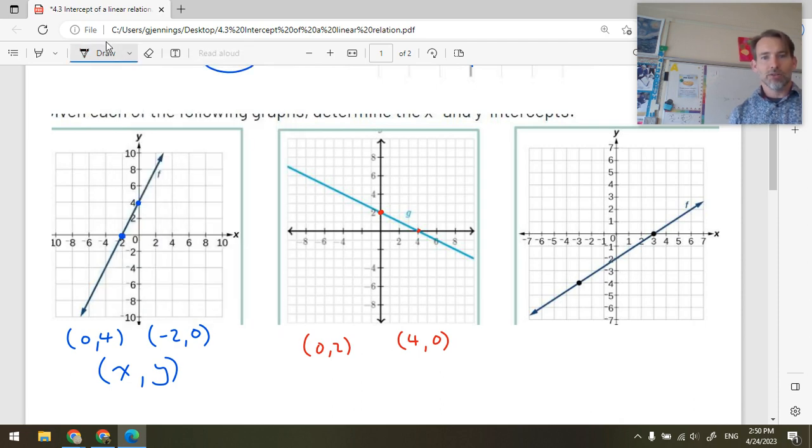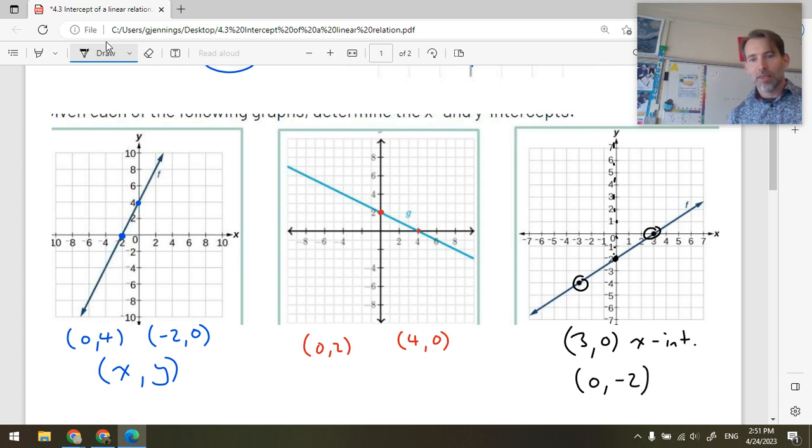And one last set of intercepts. Oh, this one. Here is the point 3 in the x, 0 in the y. So that is the x-intercept. And then over here, this point is a red herring. This point is the y-intercept because that's where it touches the y-axis. So we would call that the point 0 in the x, -2 in the y. That's the y-intercept. So that's how you find them from graphs. You look at them and find where they touch the axes.